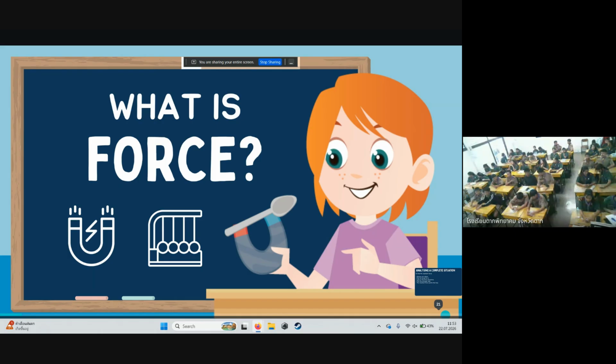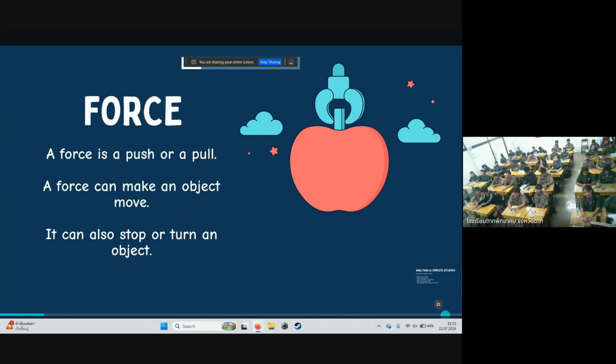Now, our next unit is going to be forces. Force. Now, force is a push or a pull. A force can make an object move. It can stop a moving object, or it can turn an object.